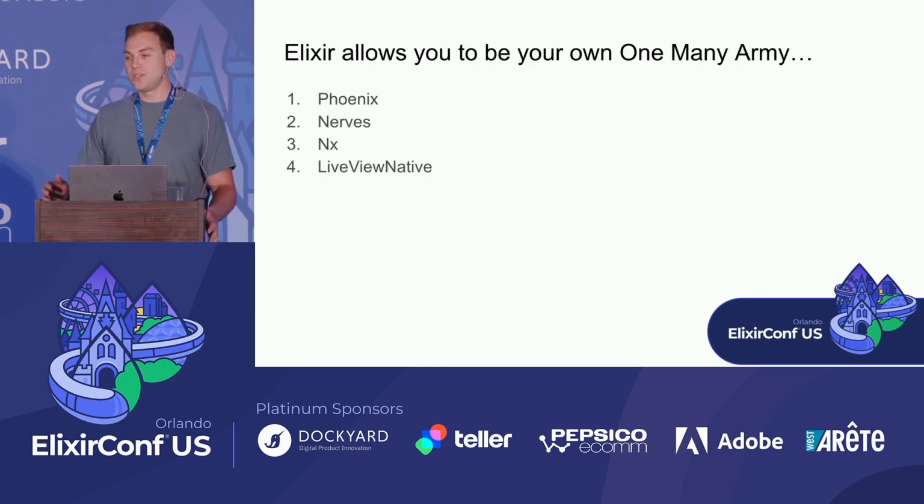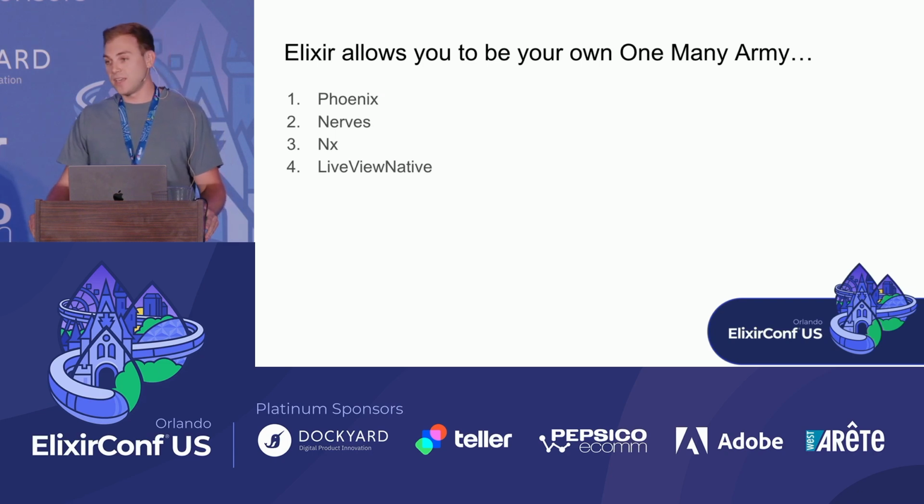Elixir allows you to be your own one-man army. So in this ecosystem, we have Phoenix, you can develop web applications. We have Nerves, you can develop and target embedded systems. We have NX, you can build machine learning applications. Now with LiveView Native, you can target iOS development and native devices. There's so many things you can do and just live in the same stack. And it honestly allows you to punch above your weight. So you have a small development team that's able to target a ton of different ecosystems.